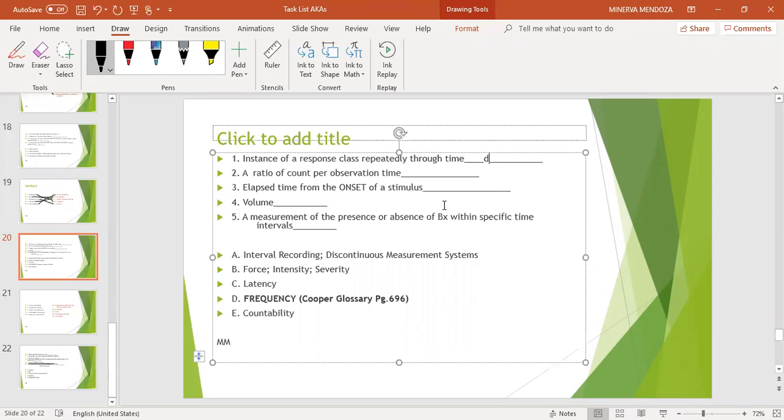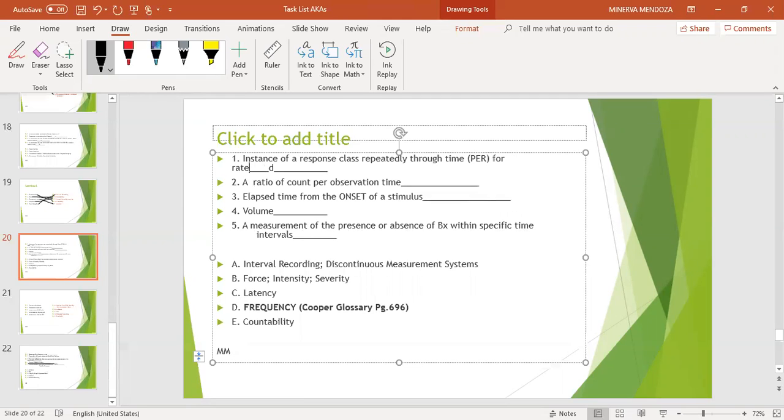But if they have both options, the biggest difference I think is that for rate, the keyword is per. Can you repeat that? The word per, P-E-R, is the keyword. So it has to be like an average through time, not just through time. I think that's the biggest difference between them. So that would be the answer to number 2. Ratio of count per time. That's rate.